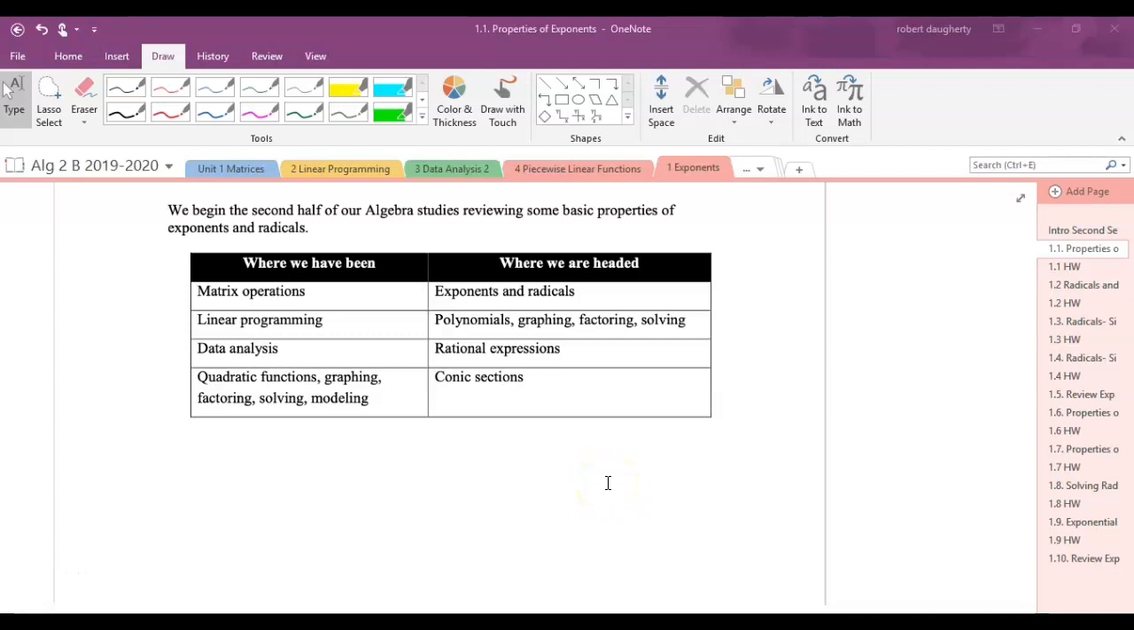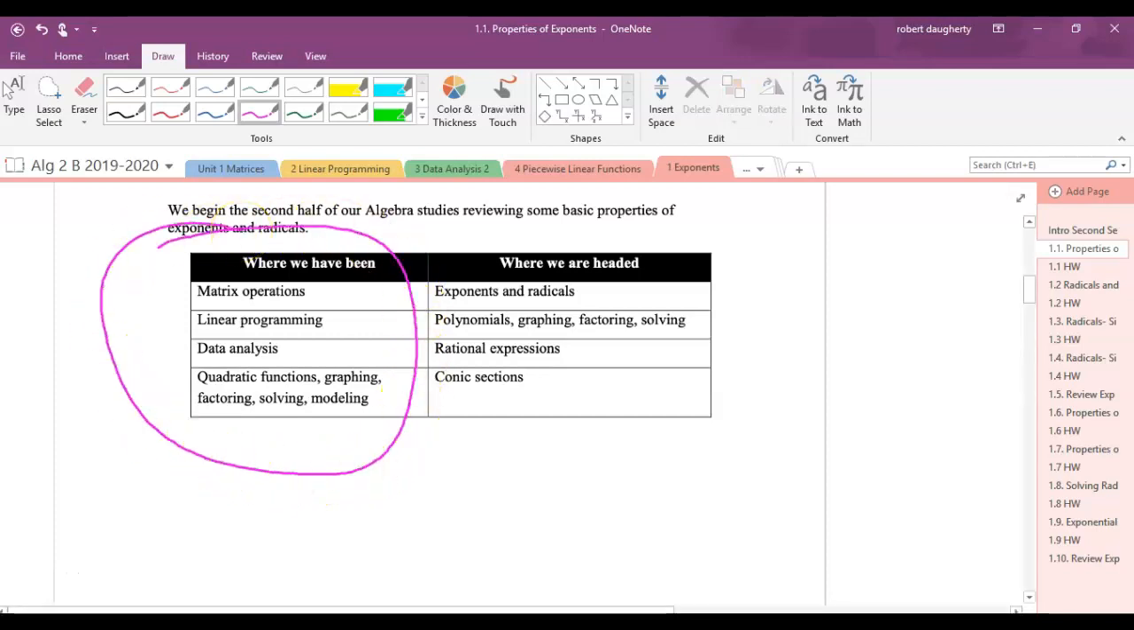Okay, so guys, from the last decade, this is what we did. Remember we jumped around. We started out with matrices, linear programming, data analysis. Those were three just real separate topics. And then once we got into quadratics, that was sort of where the heart of Algebra 2 is. Okay, we're going to continue there.